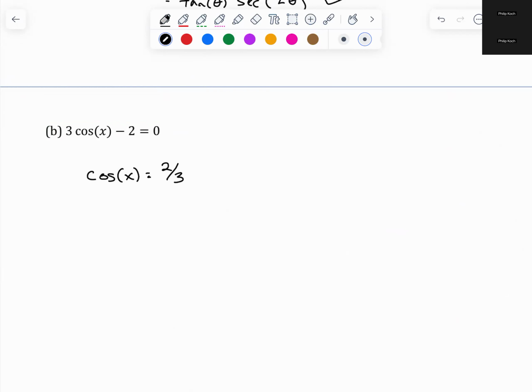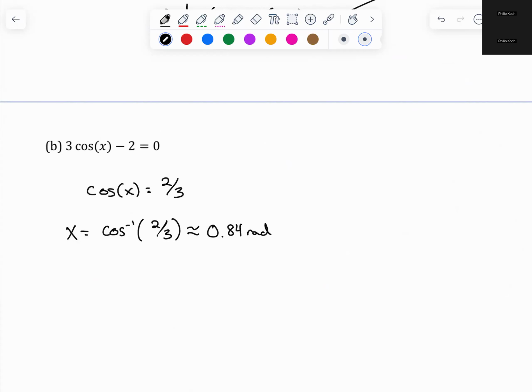So we have to use our inverse trig. So x equals cosine inverse of 2/3. And my calculator is in radians already. Good. 2 divided by 3 is 0.841. Approximately 0.84 radians. And so, as a reminder, that's going to be in quadrant 1, because theta over 2 is roughly 1.5-ish. So that's in the first quadrant.